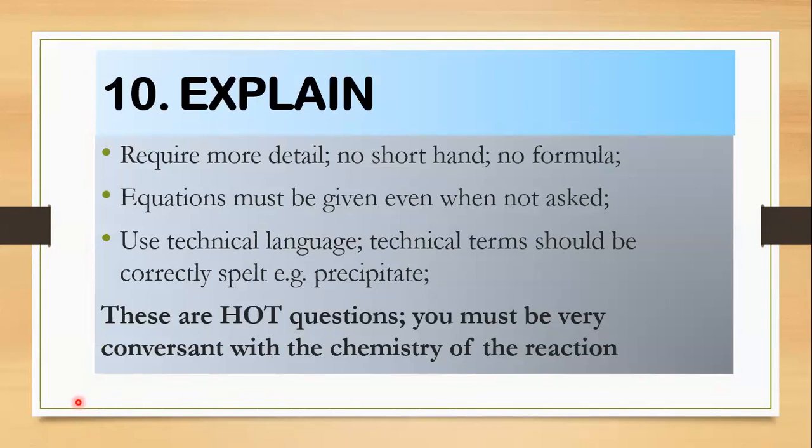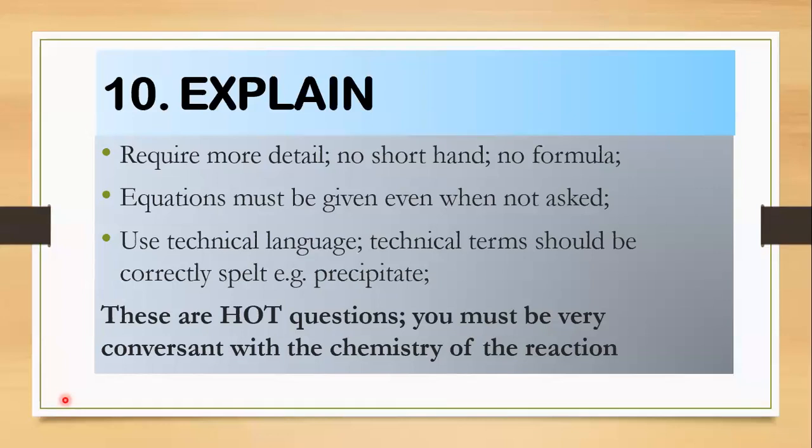Explaining. If you are tasked to explain, it means you must give more detail. You must also write equations even when they have not been asked. In questions of explain, the general rules will apply. That is, no abbreviations, no formulae, only names of substances, and then we must have the correct spellings. For such questions, digest the question well before you write, since they usually require a good understanding of the subject matter.